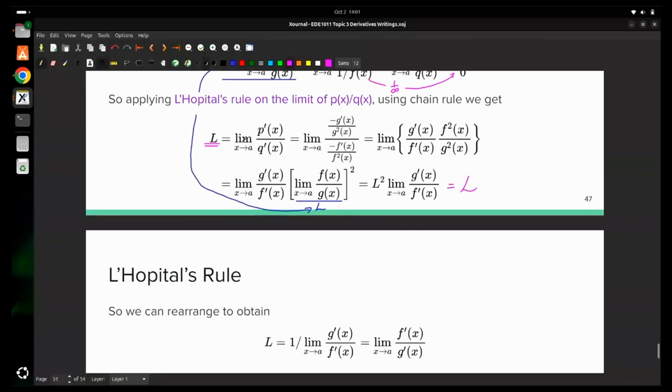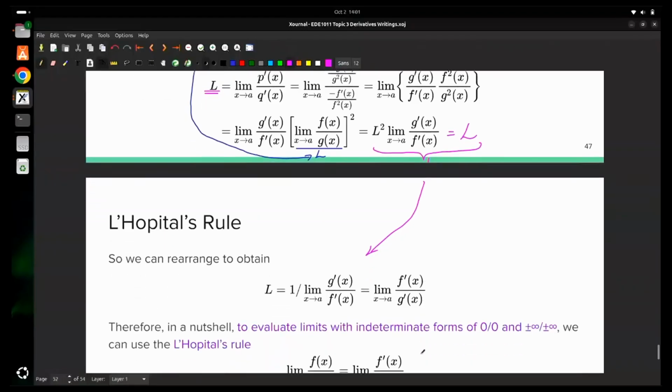So guess what? You just have to invert. L squared times this limit equals L, and your objective is to find L, correct? So therefore you get 1 over this limit. When you solve this, because L squared over L, you get 1 over this limit. But 1 over that limit is just the reciprocal of the fraction, so it becomes F prime over G prime.